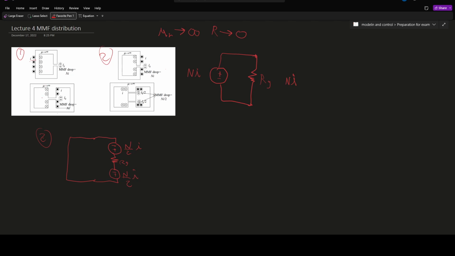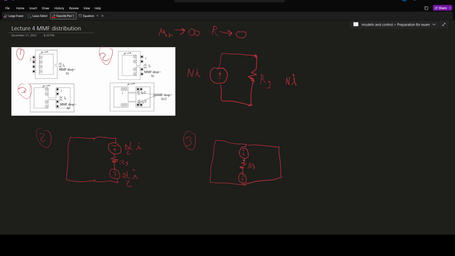Now we have this third example, and for the third one we just added a leg. So we have the same circuit, we have our two sources and a reluctance Rg, and we just added one leg here.